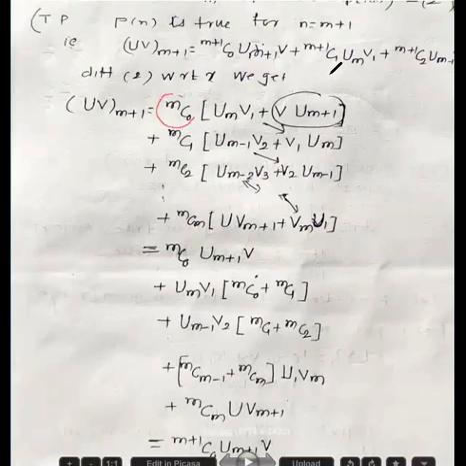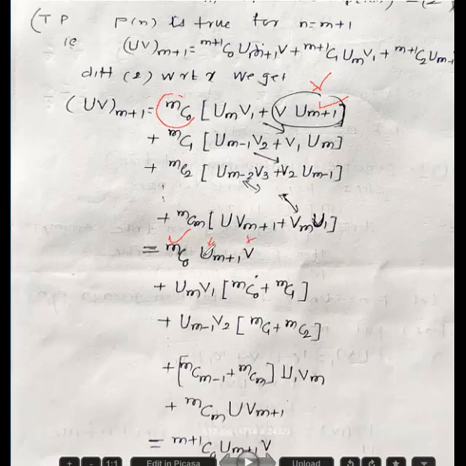Look at this term. It contains the (m+1)th derivative, so we write this term first. This is mC0 u^(m+1) times v. Write down u first and v in the second place. So u^(m+1) v with this coefficient mC0. Now the other terms are constant.